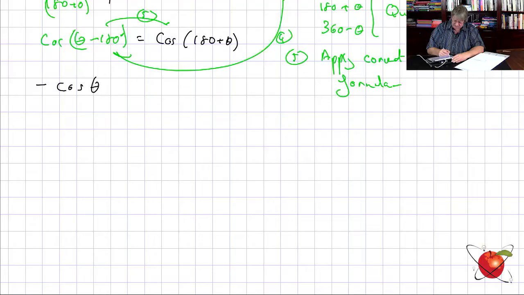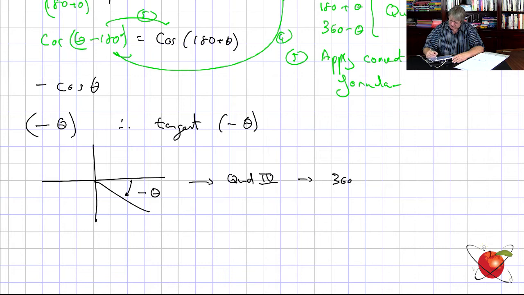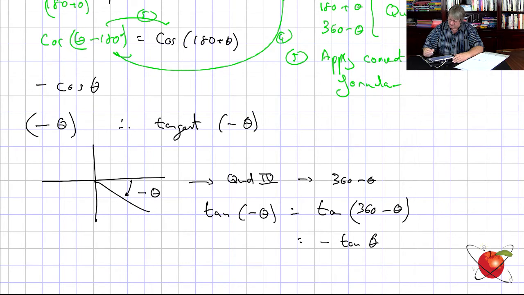What about minus theta? Let's say they say tangent of minus theta. Well, step 1, draw theta. Theta is acute. Minus theta, there she is. This is quadrant 4. Quadrant 4 is 360 minus theta. Therefore, rewrite: tan of minus theta is equal to tan of 360 minus theta. That's my quadrant, which is equal to minus tan of theta. Why minus tan? Because there's my diagram. In ASTC, tan is negative.